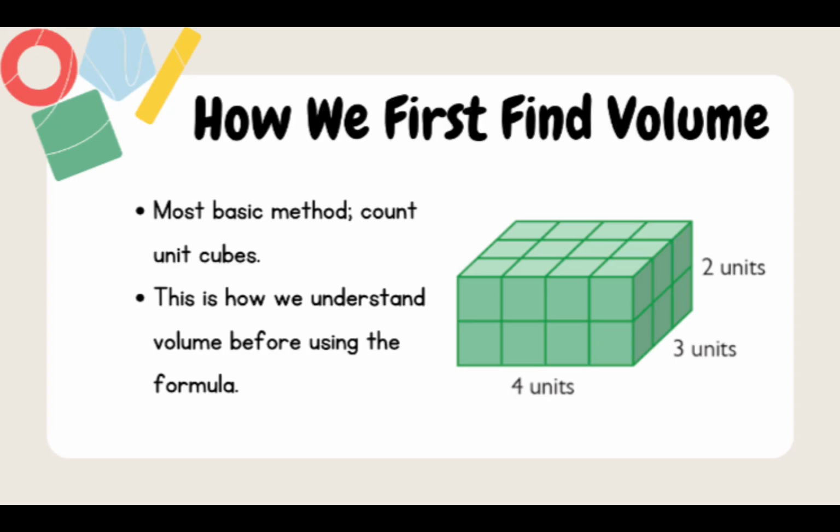Now, instead of counting all of the cubes individually, an easier way we can find the volume is counting layers. So as you can see, there are 12 cubes on the top layer. And in this cube, we can do 12 cubes times 2 layers to get the volume of 24 units.